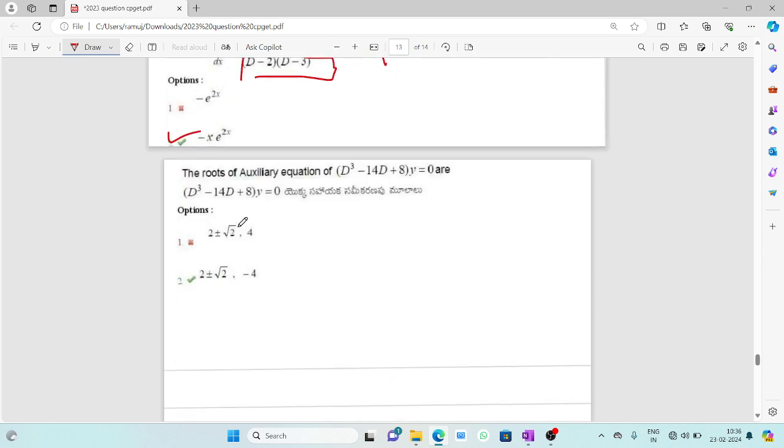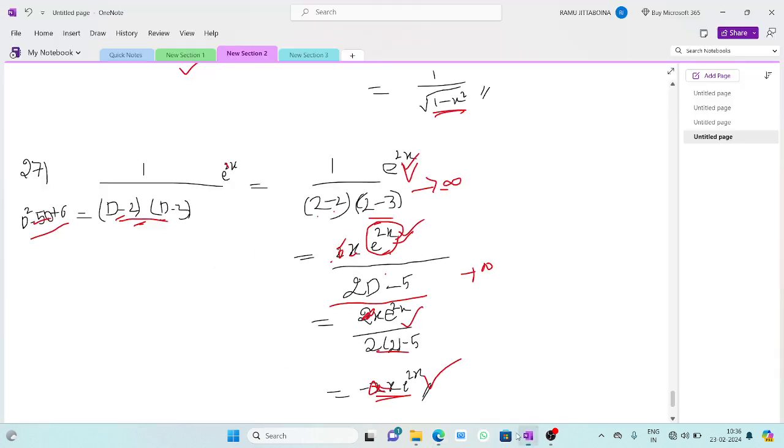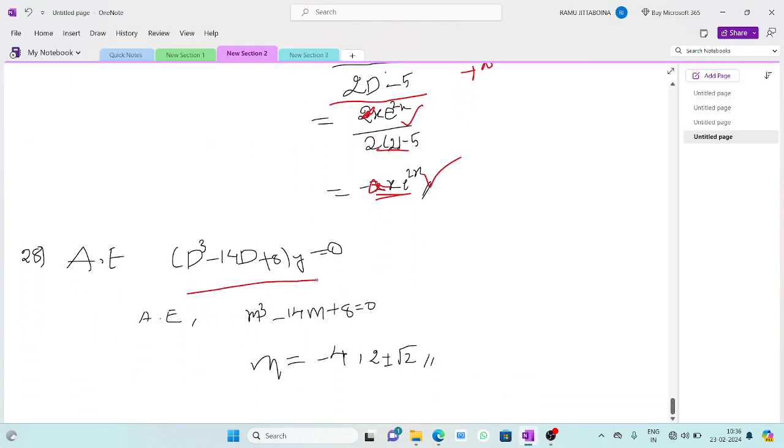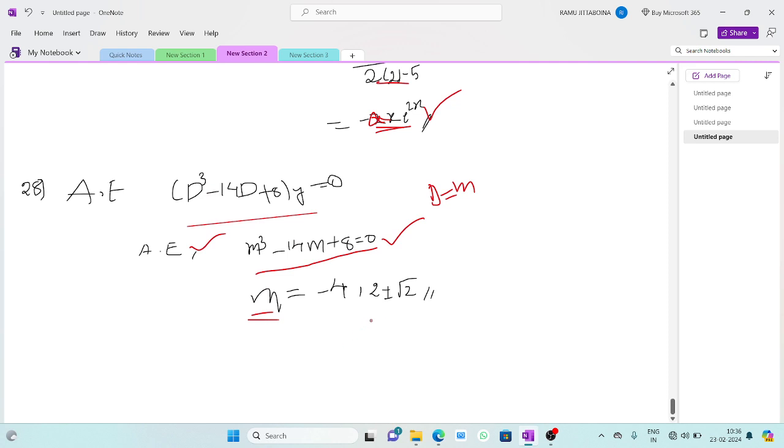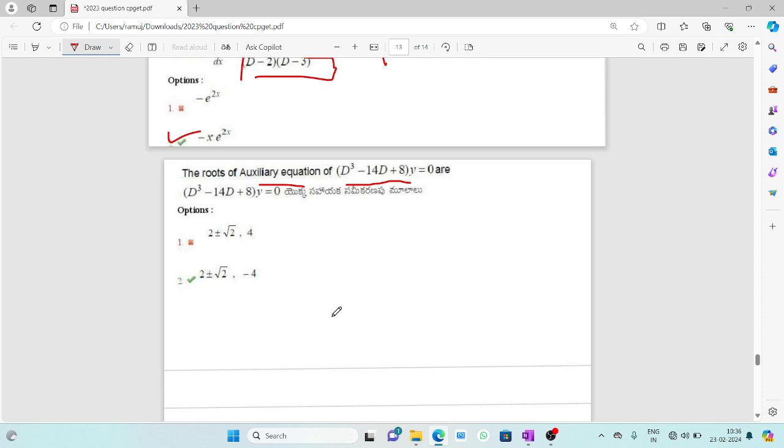The 28th question is asking about D cube minus 14D plus a. This is a simple one, an auxiliary equation, you just substitute the values. I will tell you how to proceed. He already provided (D cube minus 14D plus a) y equal to 0. For finding the auxiliary equation we consider D as m, and you will get the cubic equation like this. If you find the roots of this cubic equation, you get minus 4, 2 plus or minus root 2. Those are the roots of the auxiliary equation of the given differential equation. So the second option is correct for this question.